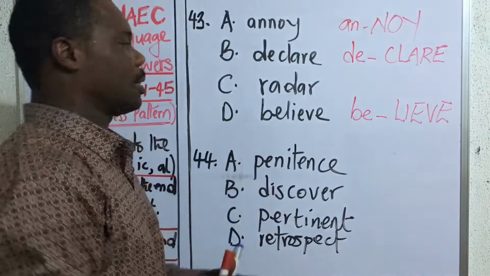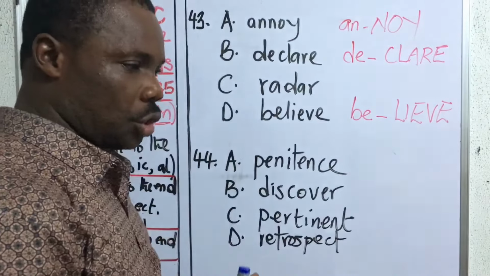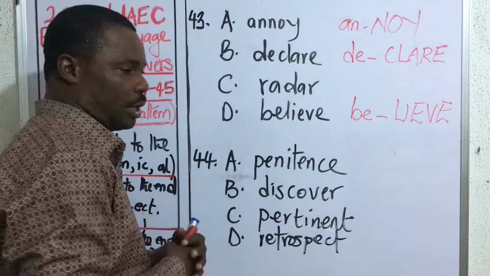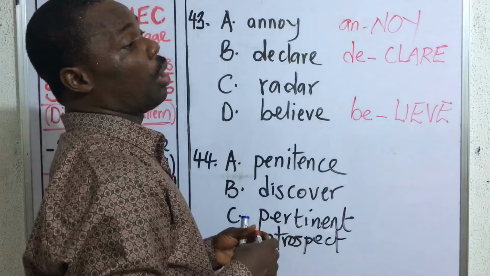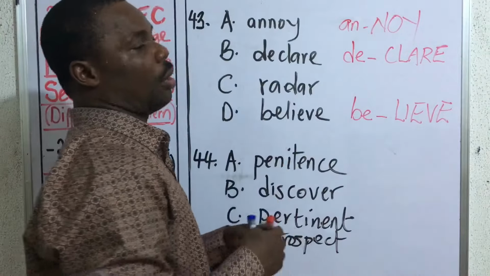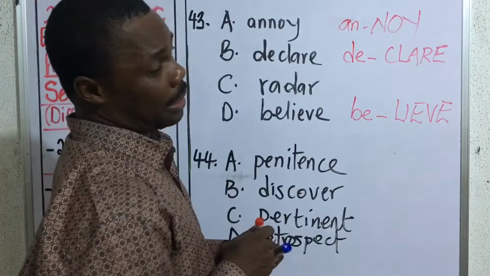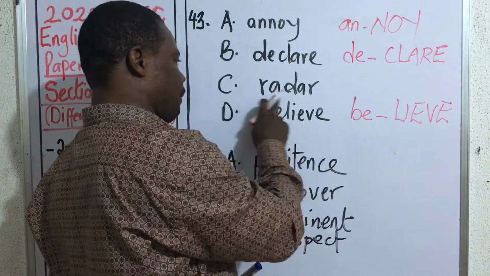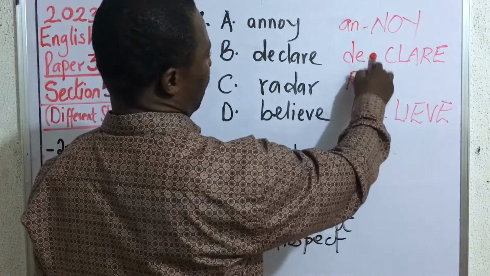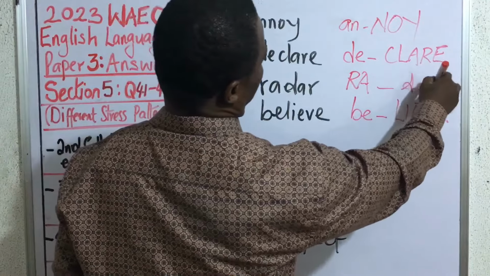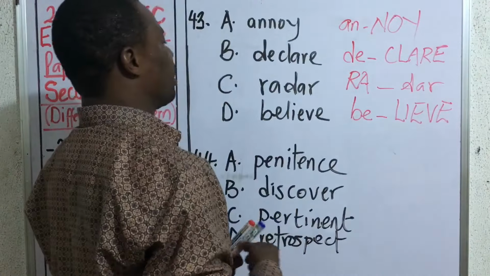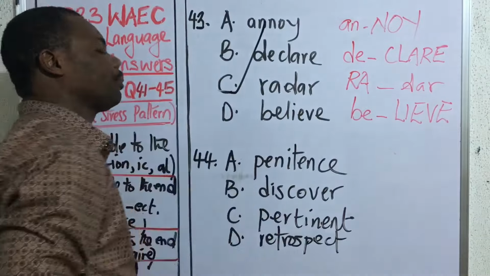But under my circumstances, radar is an instrument that is used for measuring the speed of what? Of ships or aircraft. So being an instrument, that means it is a noun. Automatically you're going to stress the first syllable. So you have ray and then you have dar. So at the end of the day, the correct answer is option C.